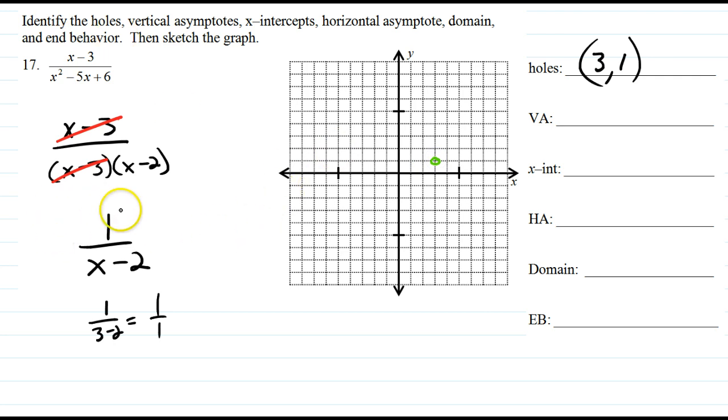Alright, so now if we look at the function here, 1 over x minus 2, it's going to have a vertical asymptote when this is 0 on the bottom. So if we make this 0, x equals 2. So our vertical asymptote is at x equals 2. So go ahead and draw that in.